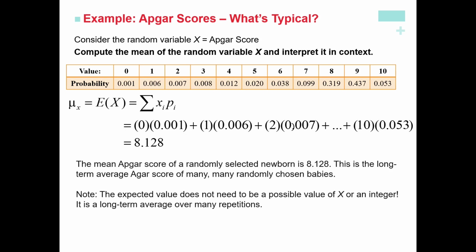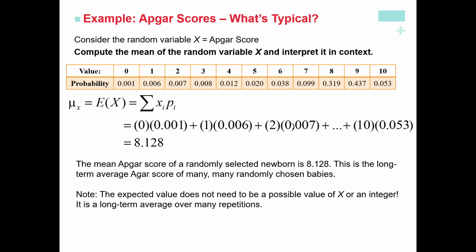8.128, which means that the mean APGAR score of a randomly selected newborn is 8.128. And this is going to be the long-term average APGAR score of many, many randomly chosen babies. Remember that law of large numbers. It will only approach this mean as we take many, many trials, right?